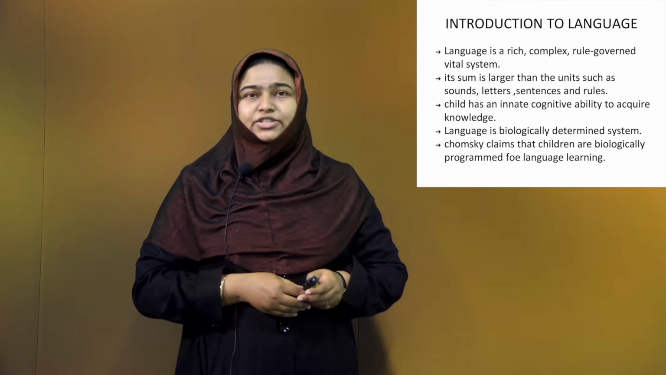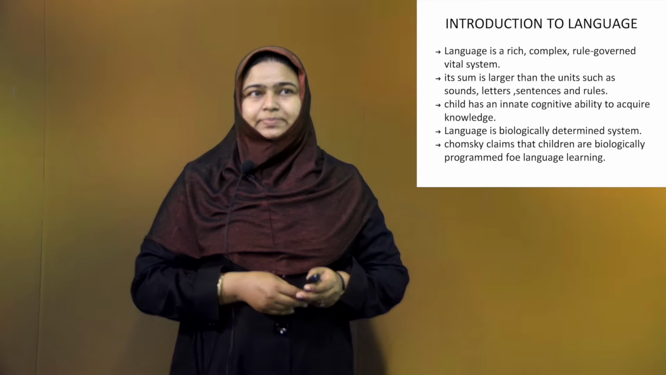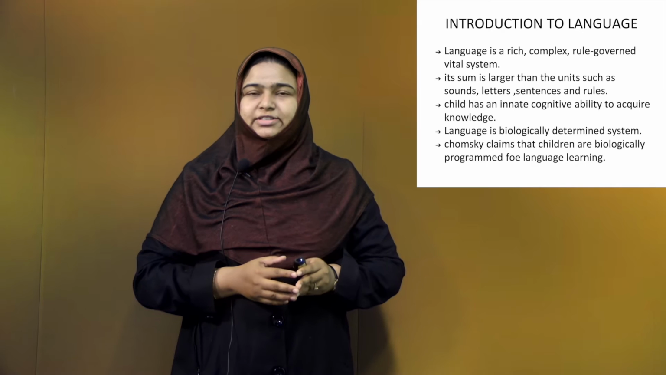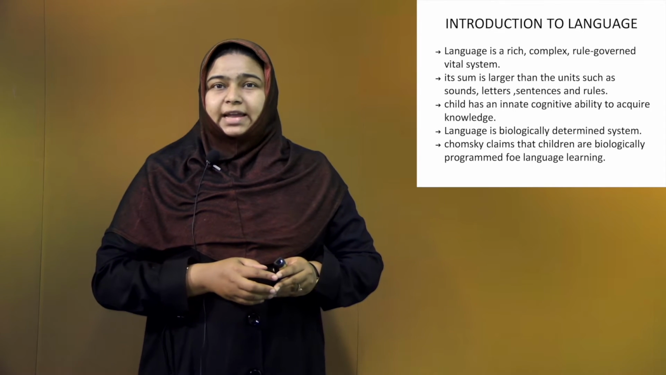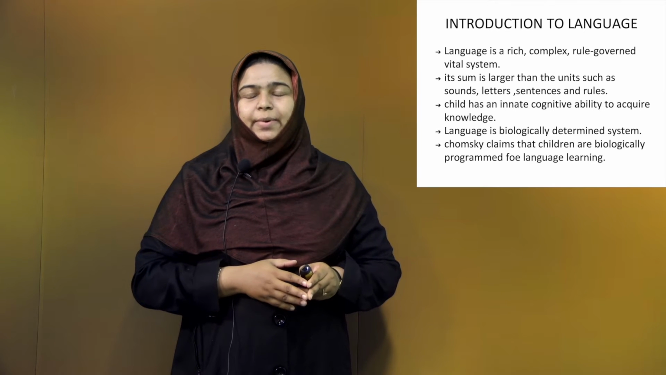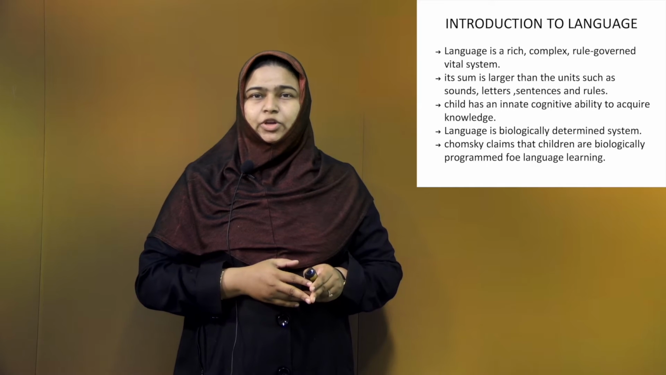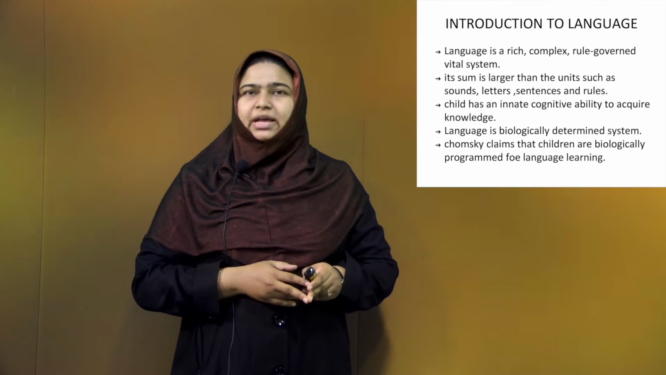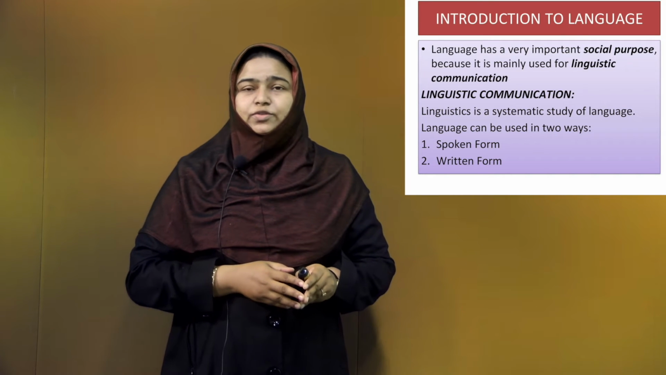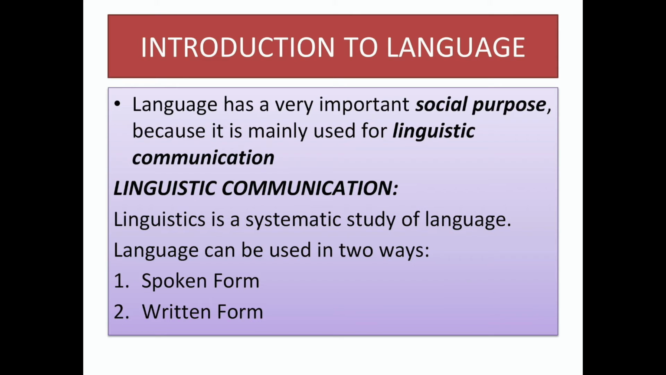So, now in a gist, language is a rich, complex, rule-governed, vital system. Its sum is larger than the units such as sounds, letters, sentences and rules. A child has an innate cognitive ability to acquire knowledge. Language is a biologically determined system. Chomsky claims that children are biologically programmed for language learning. So, language has a very important social purpose because it is used for linguistic communication. Now, what is linguistics? Linguistics is the systematic study of language.